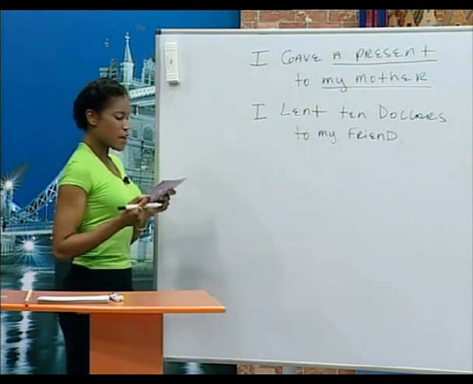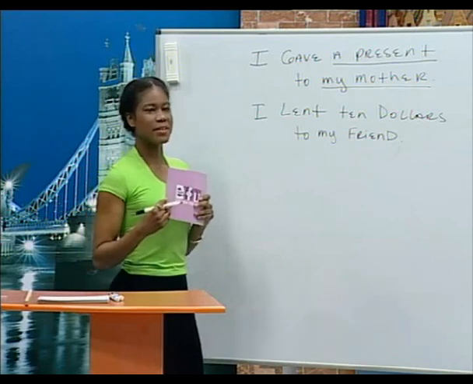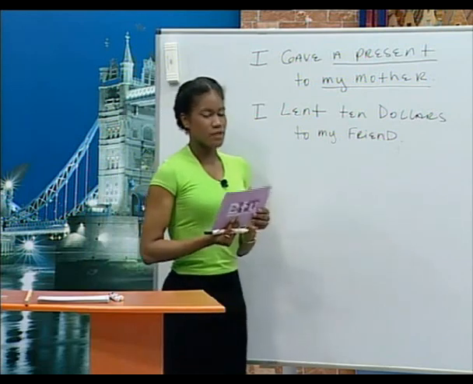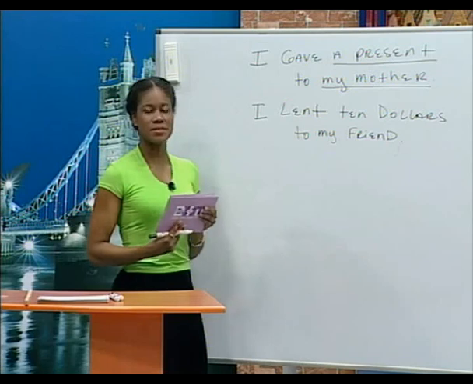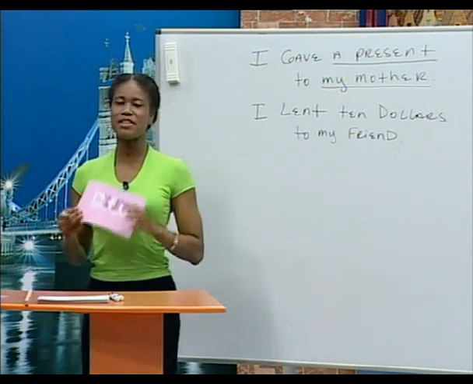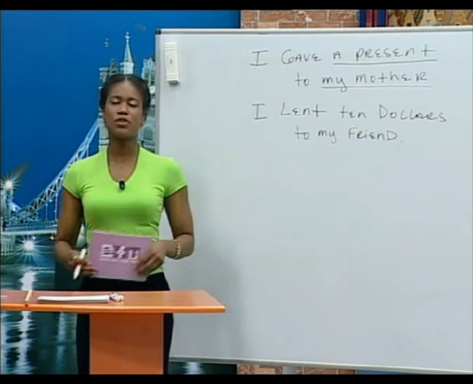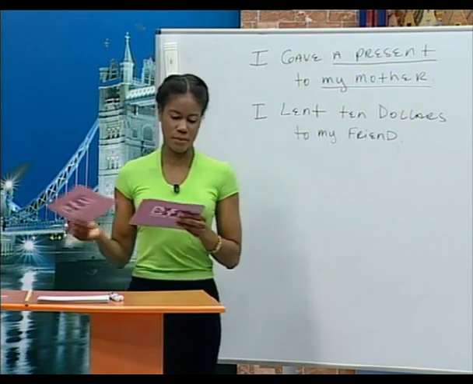All right. Good job. Anna, who lent? I lent. What did I lend, Alberto? $10. Good. Sylvia, who did I lend to? My friend. Great. Now notice that the direct object comes first before the indirect object in a sentence.